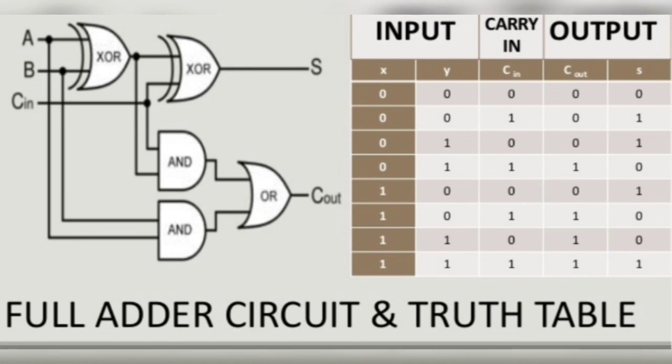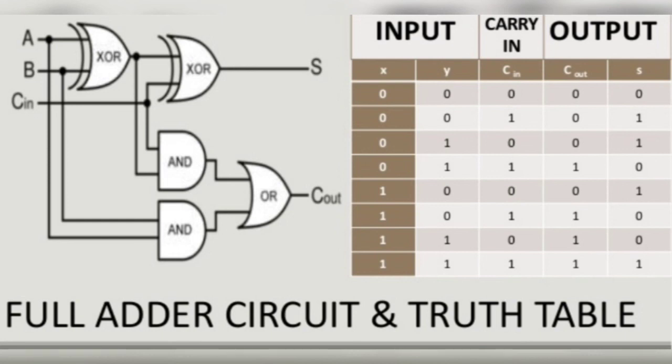If we take 0 0 0, then the sum is 0 and the carry out is 0. If we take 0 0 1, the sum is 1 and the carry out is 0. If we take 0 1 0, the sum is 1 and the carry out is 0. If we take 0 1 1, the sum is 0 and the carry out is 1. If we take 1 0 0, the sum is 1 and the carry out is 0.